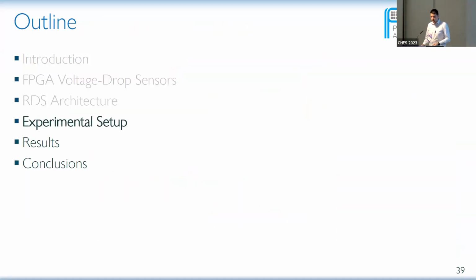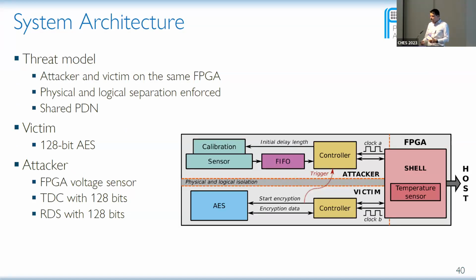So let's go quickly through the experimental setup. We use the multi-tenant threat model where we have the attacker and victim on the same FPGA. This physical and logical separation is enforced, but they're still connected through the shared power delivery network. As a victim, we choose a 128-bit AES. And as an attacker, the attacker uses either a TDC or RDS sensor. Both sensors that we use have 128 bits in their output registers.